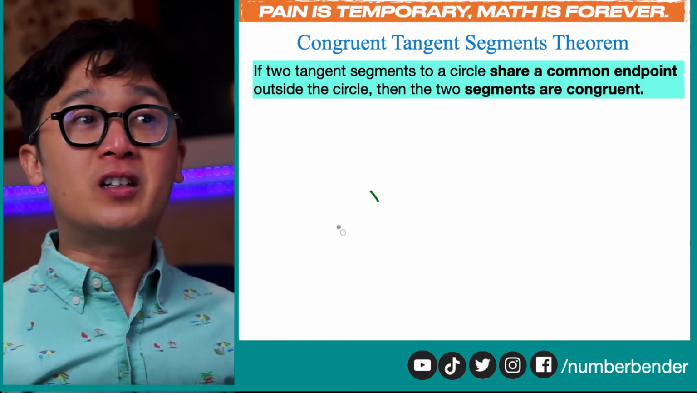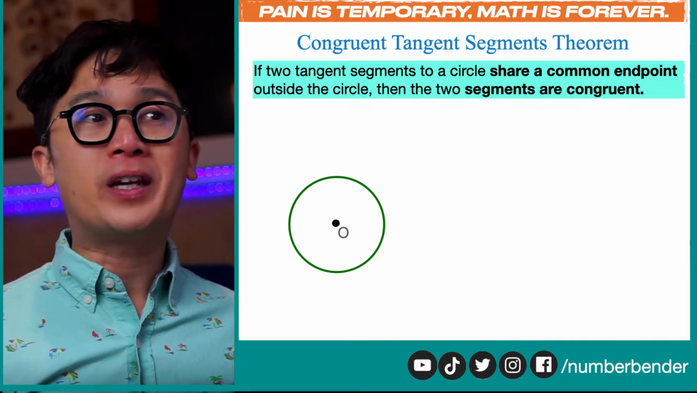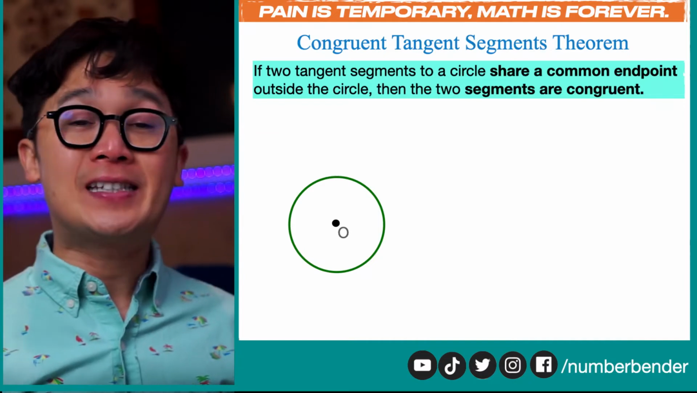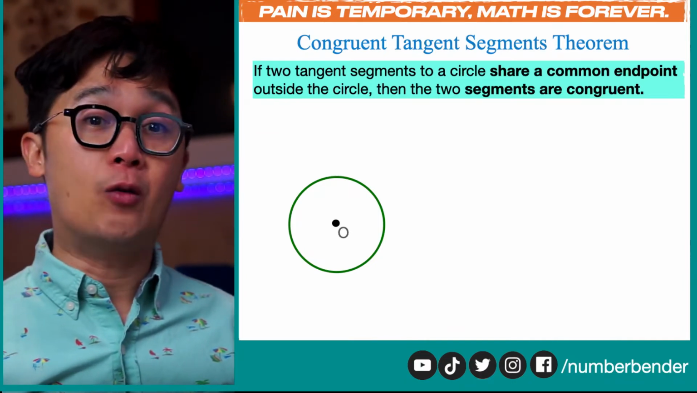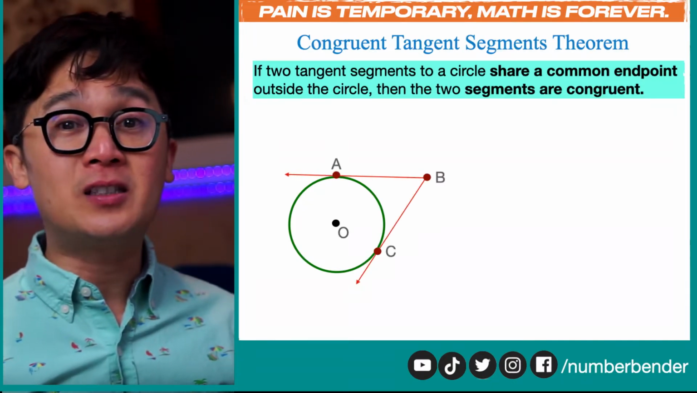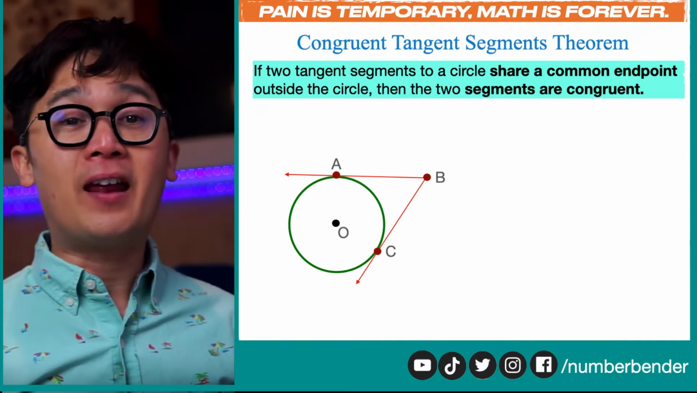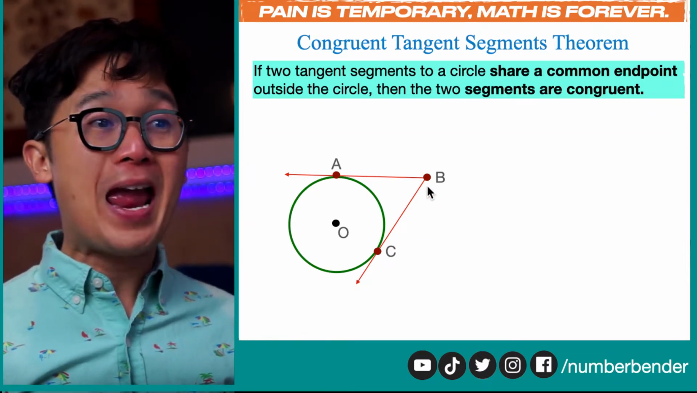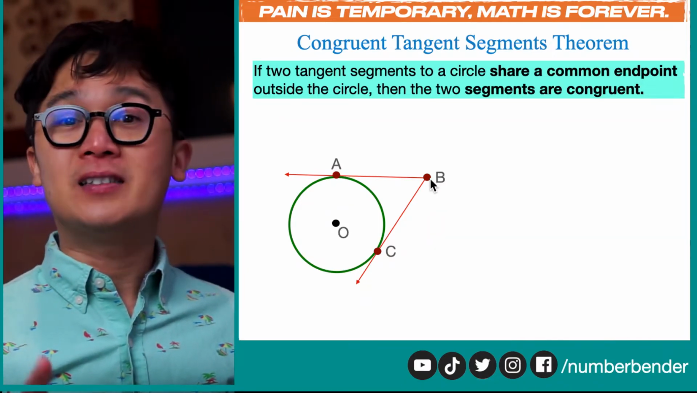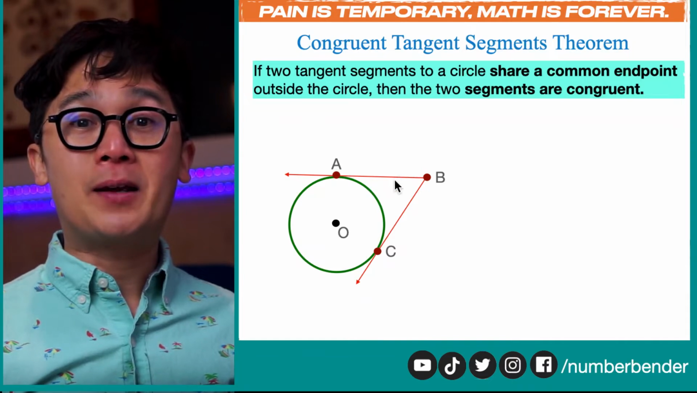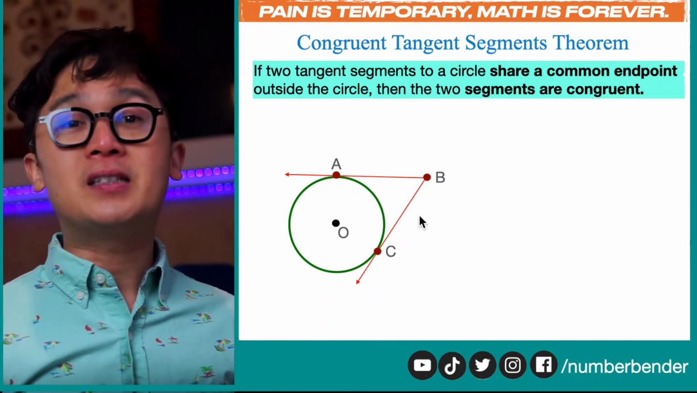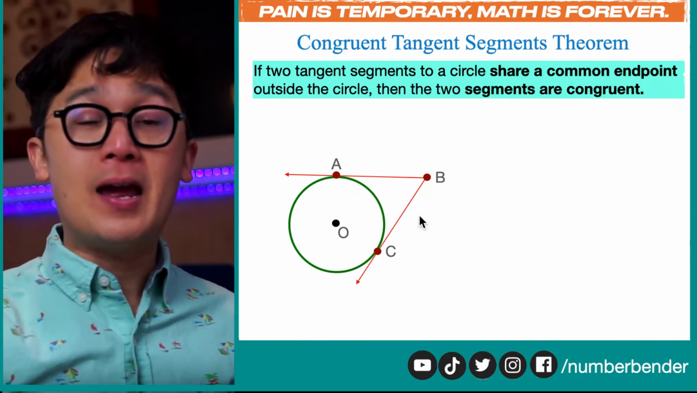So let's say we have a circle O, and from the circle O, we have tangent lines that share a single point outside of our circle. And what is that illustration? So this is our two tangent lines. We have line AB and line AC, and they share the same endpoint, which is point B. So in this particular theorem, we know that line segment AB has the same measurement as line segment BC. This is basically what this congruent tangent segment theorem is all about.